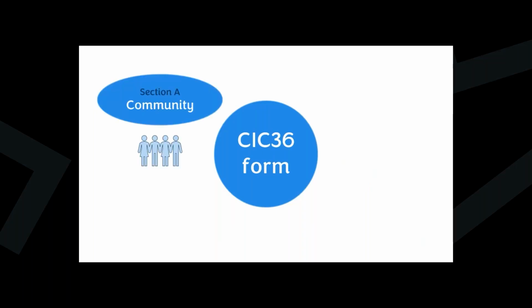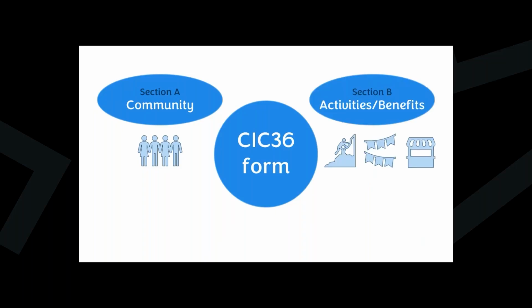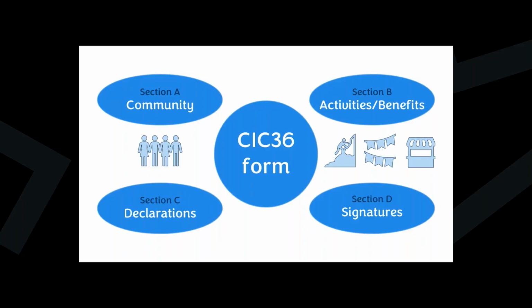In section A, you'll need to describe your specific community. Then, in section B, we'll need some information on the company's intended activities. You also need to explain the specific benefits you expect your activities to have. In this section, you can also provide information on how the company intends to use any surplus it generates. After signing some declarations in sections C and D, your CIC 36 form will be all ready to go.